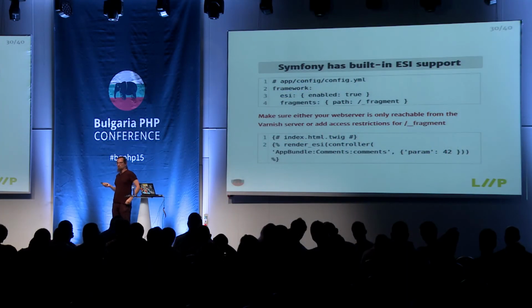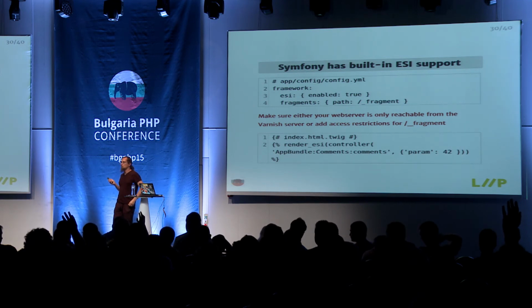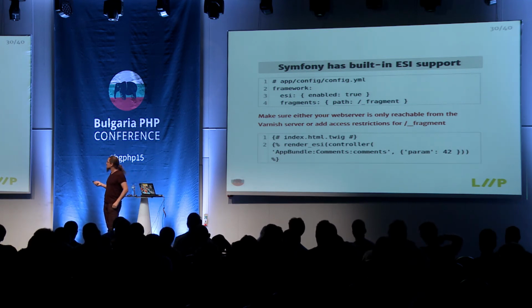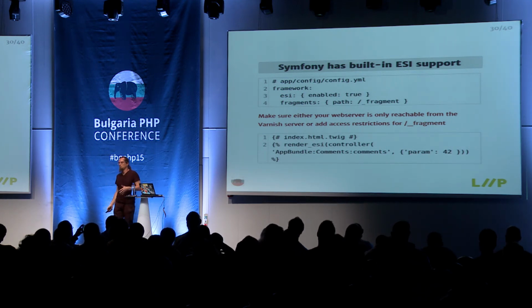Who of you is using Symfony in here? Okay. So just quickly, in Symfony, you would enable it with configuration, and then in your Twig templates, there is a special syntax to tell it, hey, render me this part as ESI if there is an ESI-capable cache in front of you. Otherwise, Symfony itself will resolve it for you.